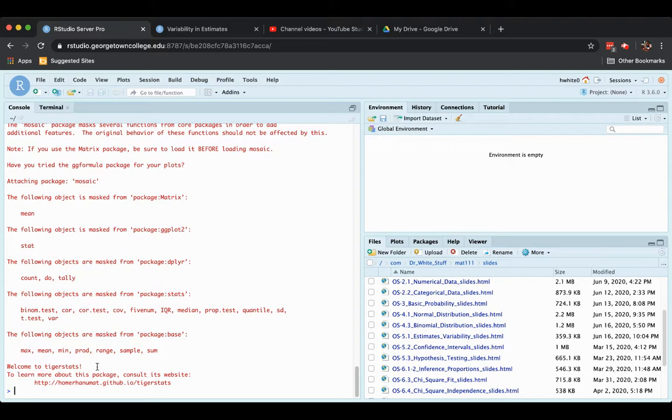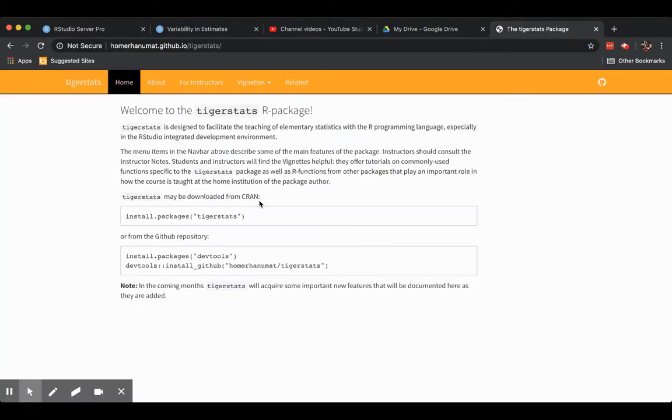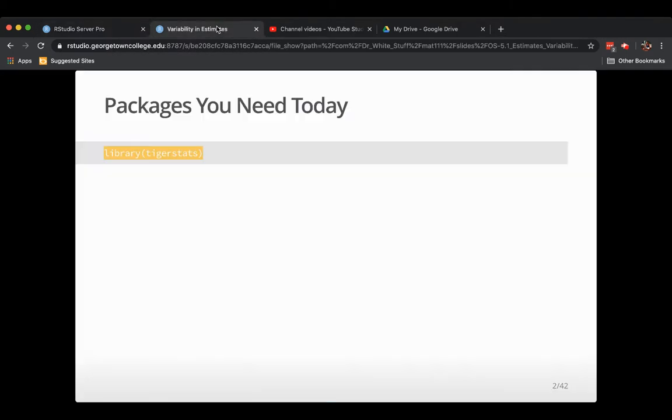Note that at the very end, there is an invitation to visit the website. And if you were to follow that URL, I'm just pasting it into a new tab, you do come to that website for the package that I've told you about a couple of times. But back to the slides.